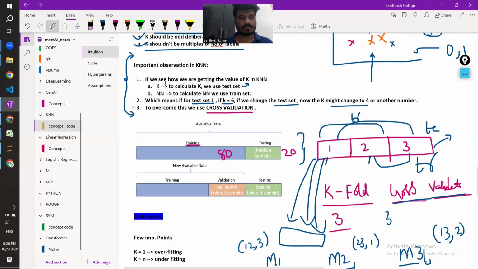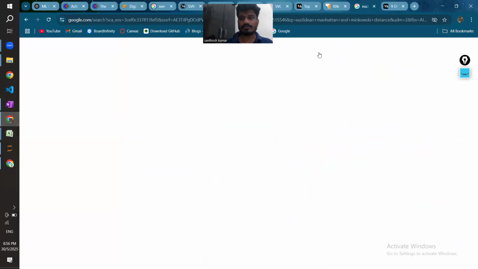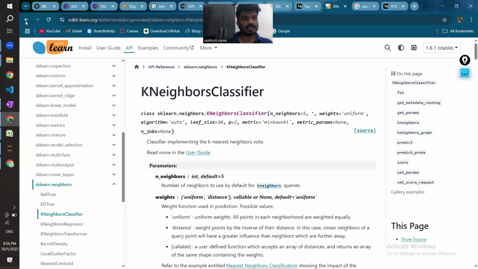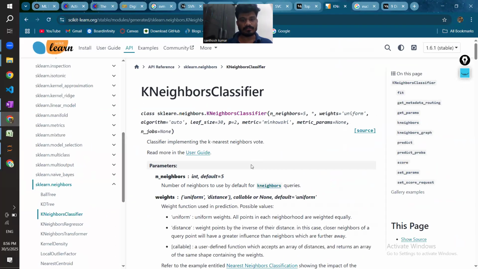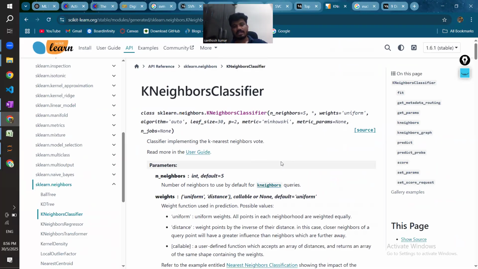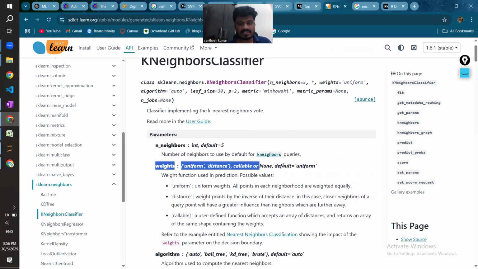That code part we'll see, and after that, like every other model, it will also have some hyperparameters. And if there are any assumptions, we'll see. Just if you are curious, you can go to sklearn KNN and see these points. KNN was classifier, and there is one thing called weights actually. This we'll discuss when we are discussing hyperparameters.